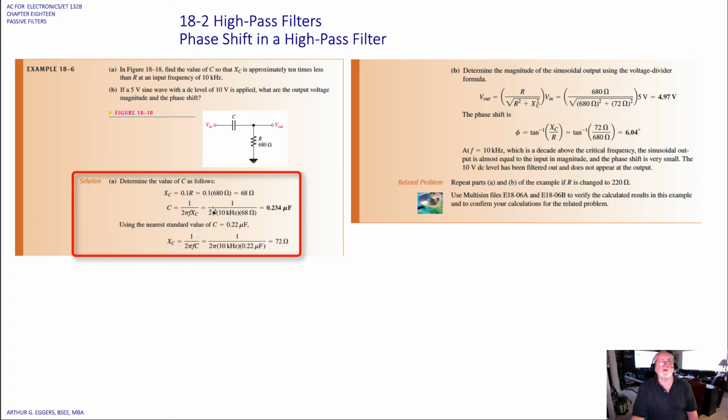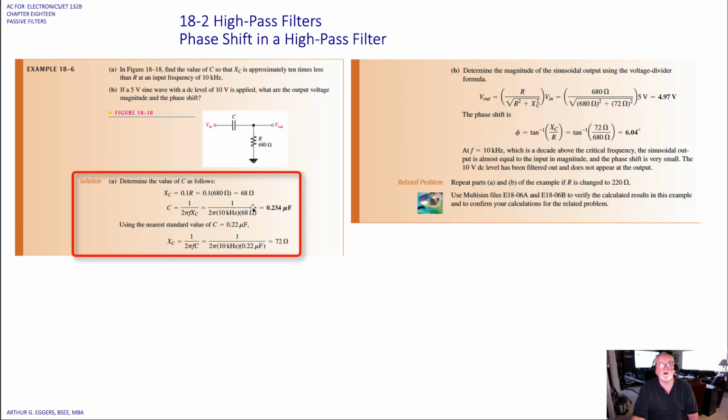Now we use our reactive formula. In this case we're going to solve for C. So we swap X sub C and C, and we get 0.234 microfarads for the actual capacitance value. Using the nearest standard value of the capacitor, 0.22 microfarads, we can then solve for X sub C. So we go back to X sub C is equal to 1 over 2 pi FC, and we get 22 ohms.